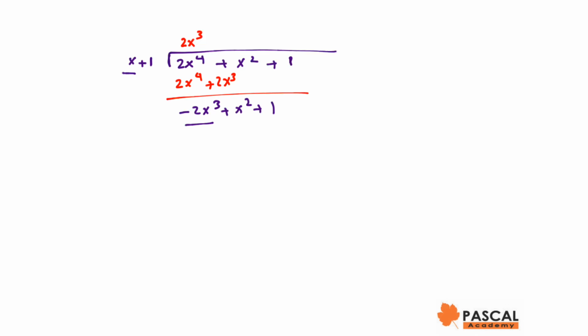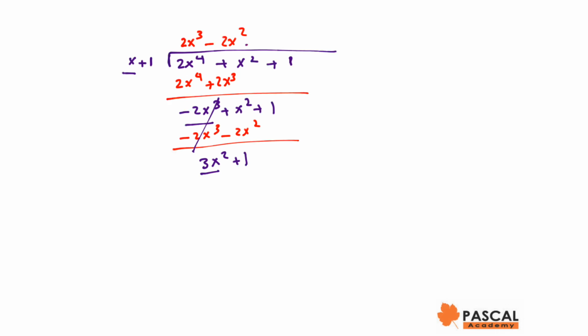Divide the dominant term in the new expression, which is minus 2x^3, by the dominant term of the divisor, which is x. We get minus 2x^2. We multiply minus 2x^2 by the divisor. By doing this, we have minus 2x^3 minus 2x^2. We subtract again. We have 3x^2 plus 1.